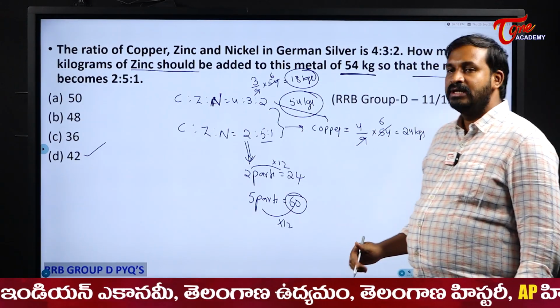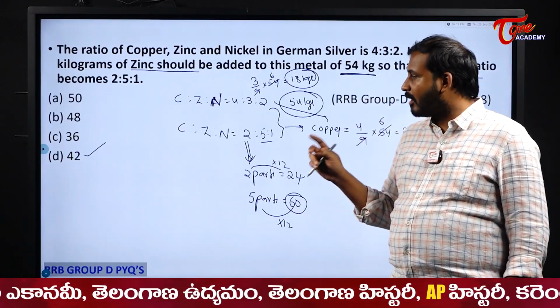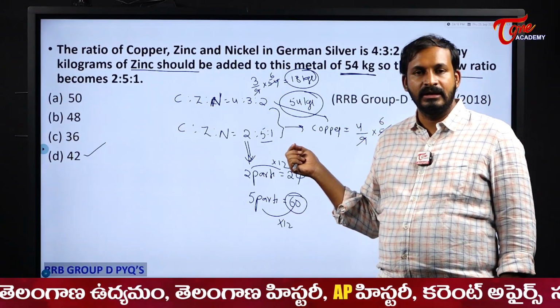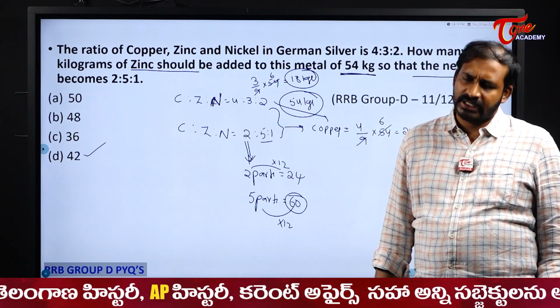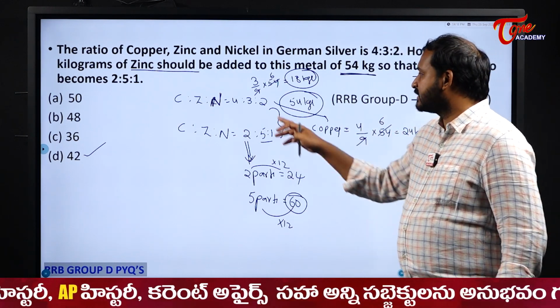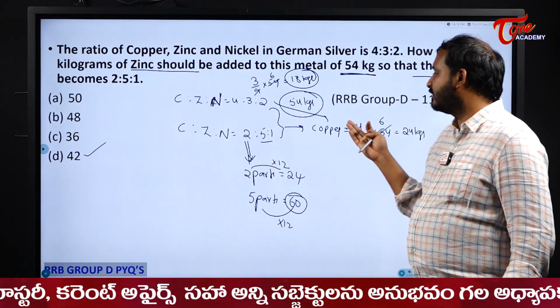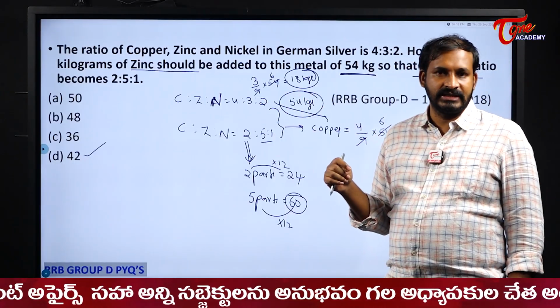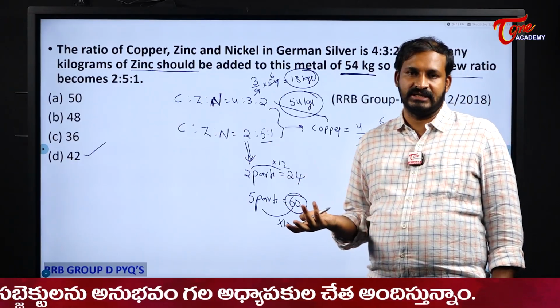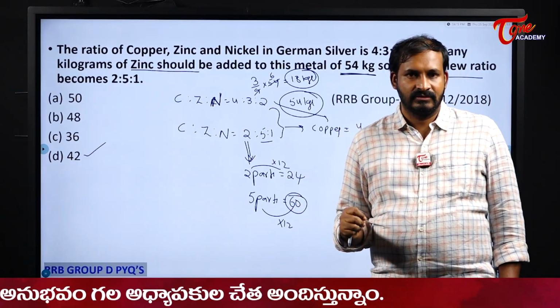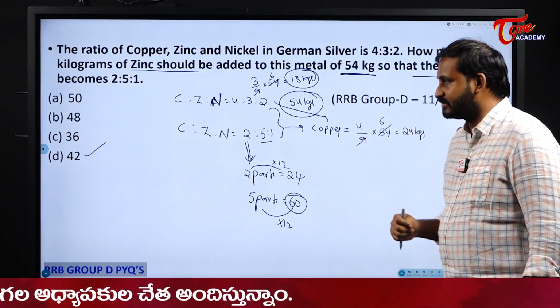See here students, two elements are constant actually, copper and nickel. I have solved it with the copper. If you have any doubt, try to solve it with the nickel. Same thing. Nickel parts are 2, that means nickel will become 12 kgs. So 1 part is 12 kgs. 5 parts will become 60 kgs. Anyway, the same thing. Okay, we'll get the same answers, students.